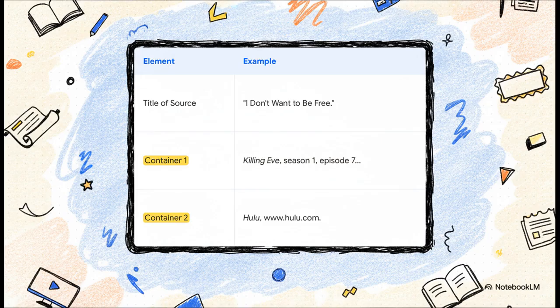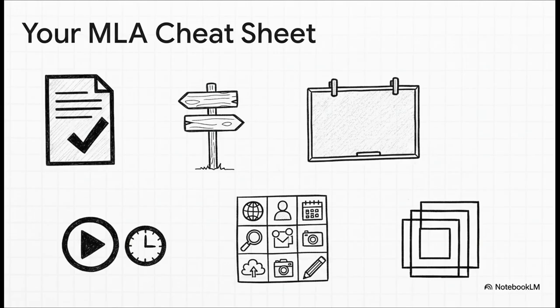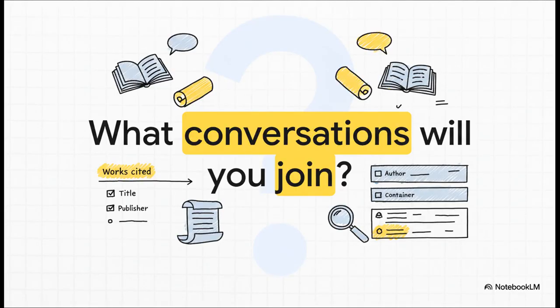It's brilliant. So let's boil it all down. Here's your cheat sheet. First, get your paper formatting done. It's an easy win. Second, remember your in-text citations are just simple signposts. Author, page. For videos and podcasts, use timestamps. And the most important thing, those 9 core elements and the idea of containers, that's your universal key to citing anything.